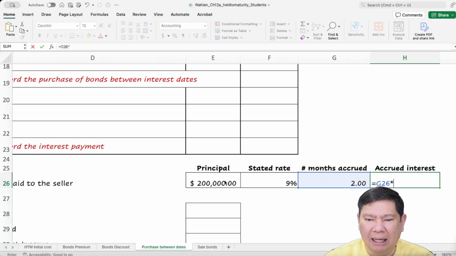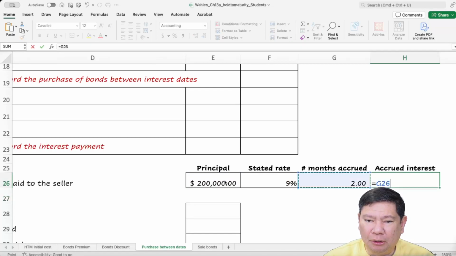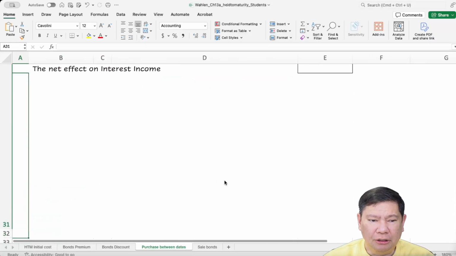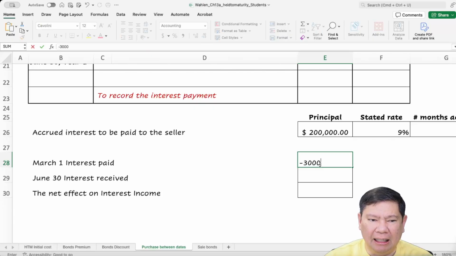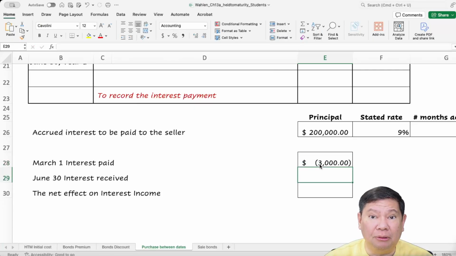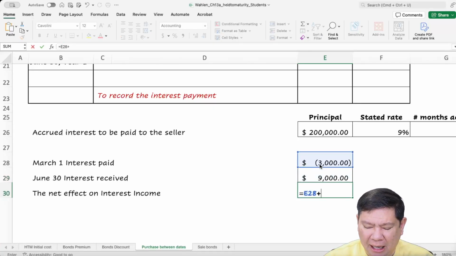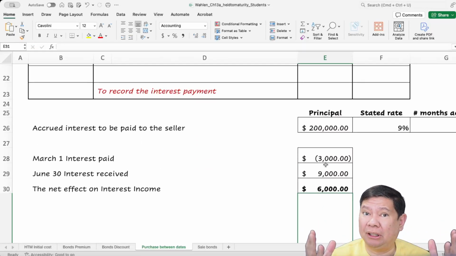So if you multiply that, I need to divide by 12. 2 months divided by 12 times 9% times 200,000, that's $3,000. Okay, so what we are going to do is we pay the $3,000. Okay, we will receive the full 6 months for $9,000. So basically, if you add those two, we will just receive $6,000. That is for the 4 months.